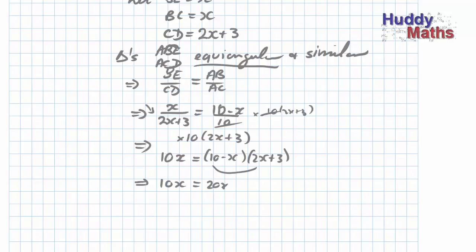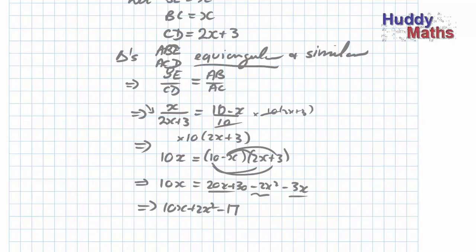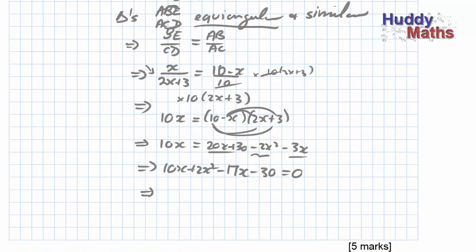That's 20x plus 30, take 2x squared take 3x. Okay, so now we have to, with the null factor law, get all terms on one side. So let's leave the 10x there. Let's add 2x squared to both sides. And 20 take 3x is 17x on that side, so we'll take it away and bring it over here. And then we'll take 30 as well. We're getting all terms across to the left. And we've got a positive x squared term. So that's good because it's easier to work with in factorising.